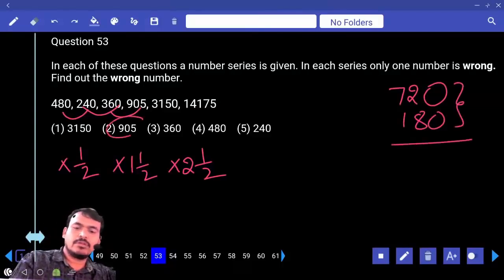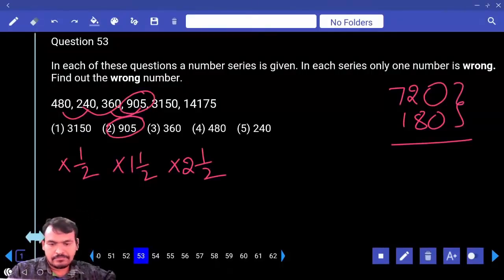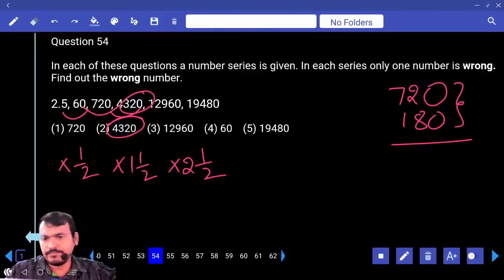Which one is the wrong number? 905. Next, 54.